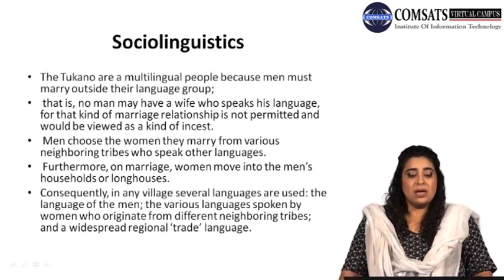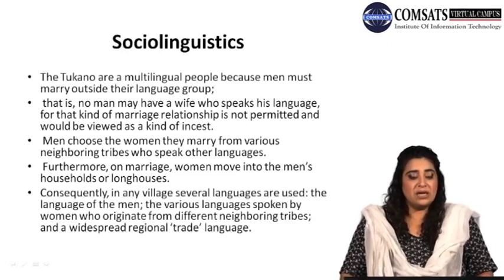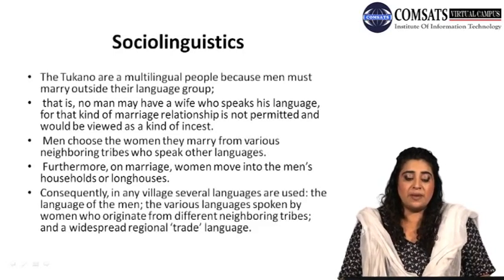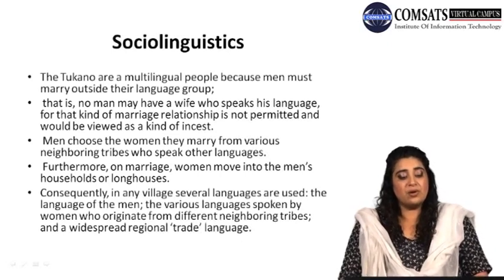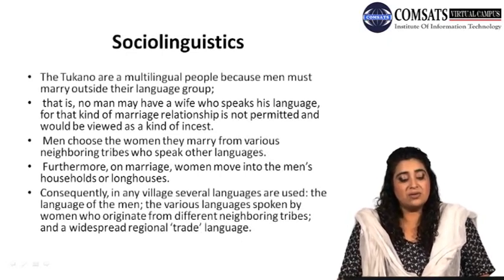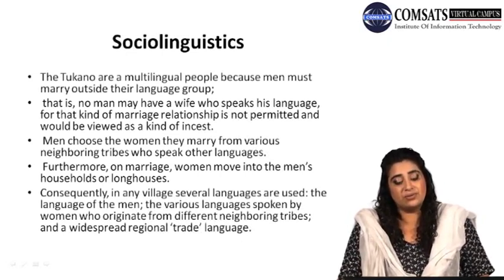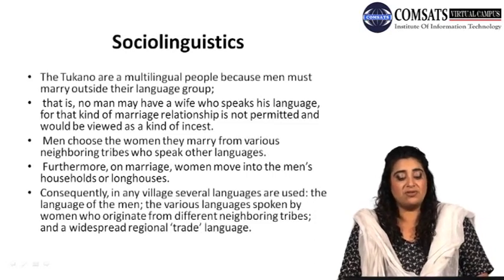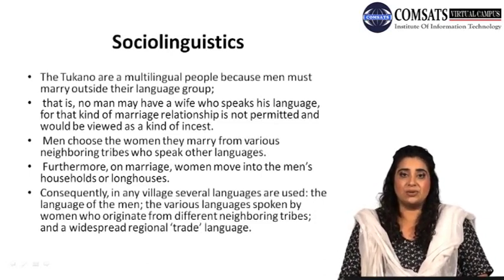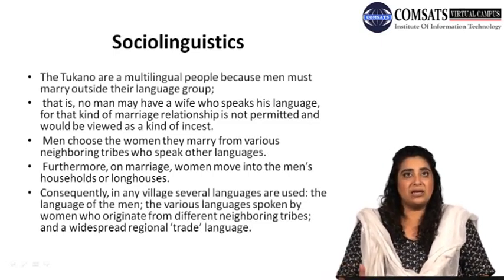So they choose a wife from a different language group, bring that person into their family, and teach them their language. Men choose the women they marry from various neighboring tribes who speak other languages. Furthermore, on marriage, women move into the men's households or long houses. Consequently, in the village, several languages are used: the language of the men, the various languages spoken by women who originate from different neighboring tribes, and a widespread regional trade language that they use for trading with each other.